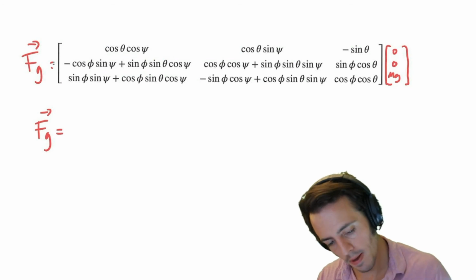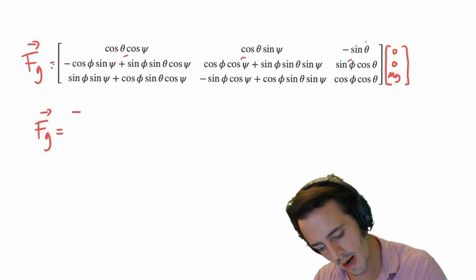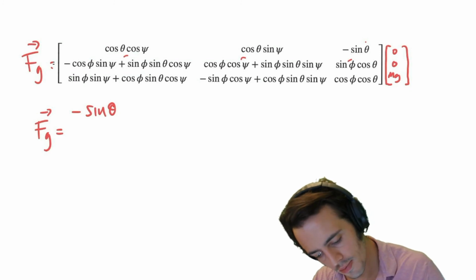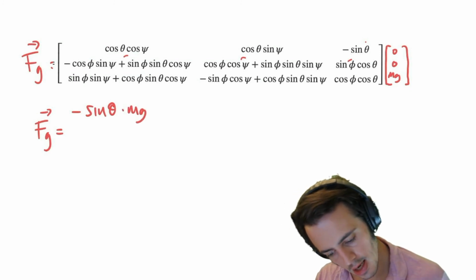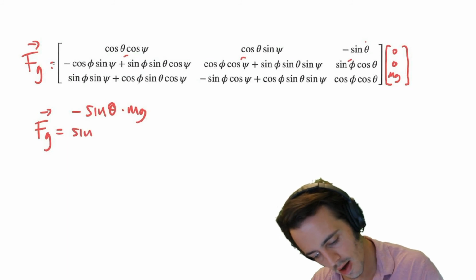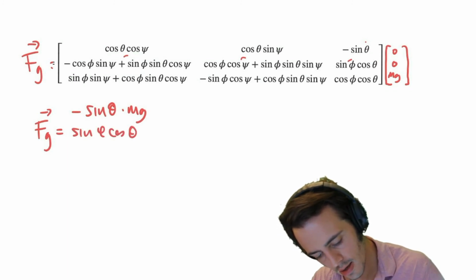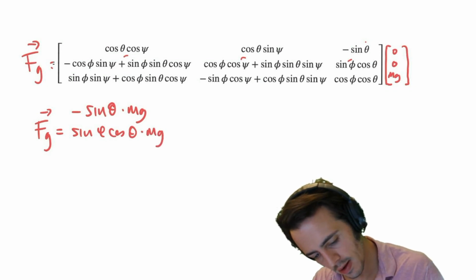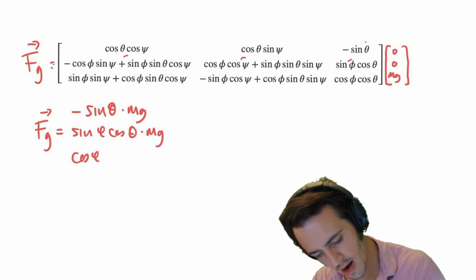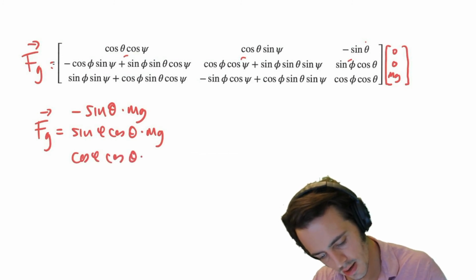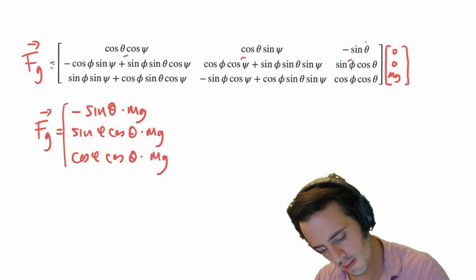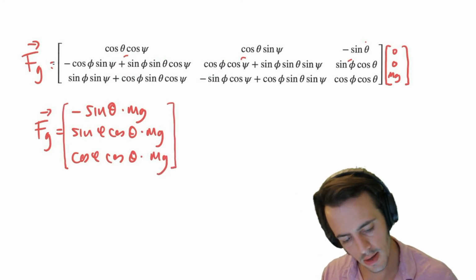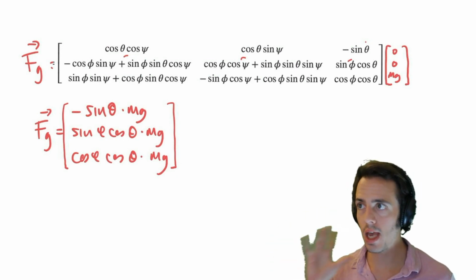So what we end up with, the first term is going to be minus sine theta multiplied by mg. The second term is going to be sine phi cosine theta multiplied by mg, and the last one is going to be cosine phi cosine theta multiplied by mg. Okay, so what we now have is our gravitational force in body axes.